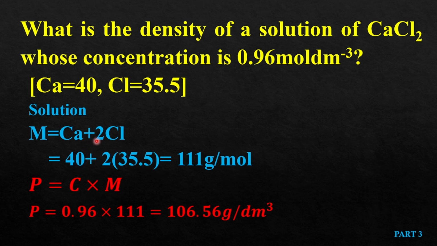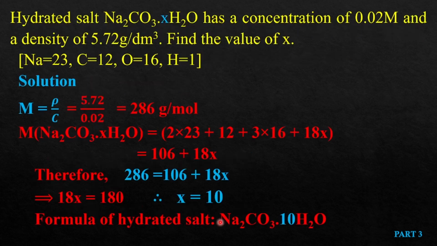That is what we have obtained from here. That is Ca plus 2 times Cl, which is 40 plus 2 times 35.5, which is equal to 111 grams per mole. So finally, we'll get 106.56 grams per dm cube. Without the unit, it is incorrect. Now, let us look at the second question here.